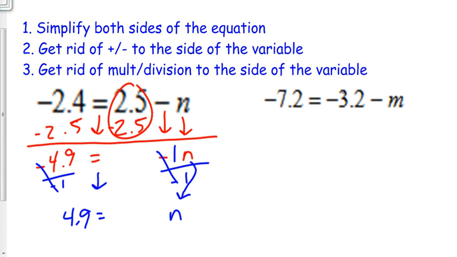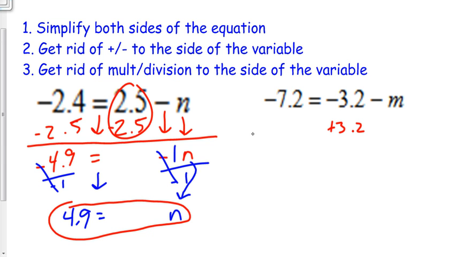Again, focus on the side with the variable. Well, it's always good here to circle your answer at the end. Always circle your answer after you check it. So you can plug 2.5 minus 4.9 into your calculator. You should get negative 2.4. It'll work out. So let's go ahead and add 3.2. Because this is a negative 3.2, we need to add 3.2 to both sides of the equation.